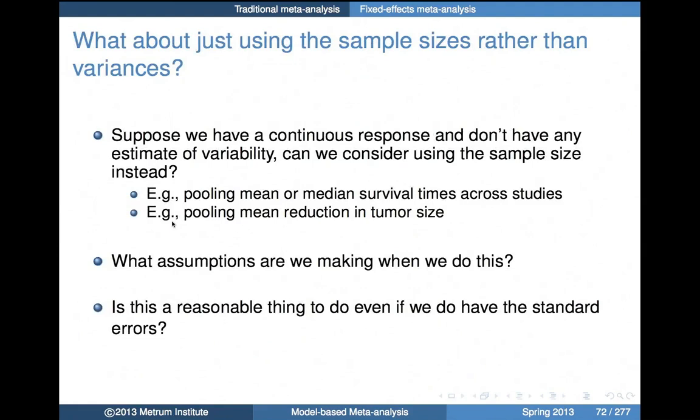So we touched on this briefly during the last class, but what if we have this continuous response, can we just use a sample size rather than the standard error and just sort of forget about trying to extract all of this extra information? And the answer is that we can, but in the process of doing that, we'll be making a number of assumptions. And there's one that's very important and fundamental to that analysis.